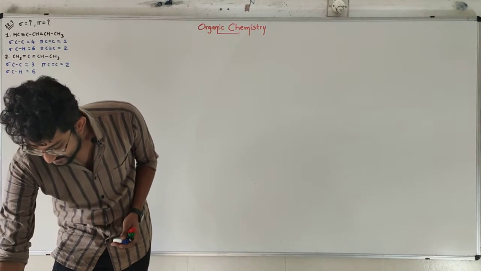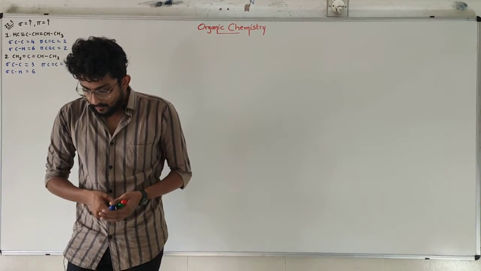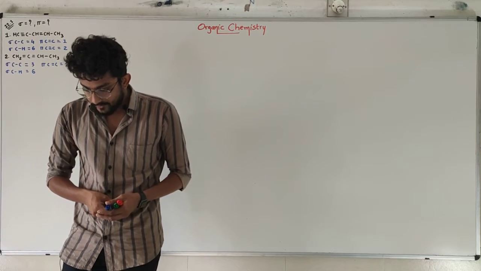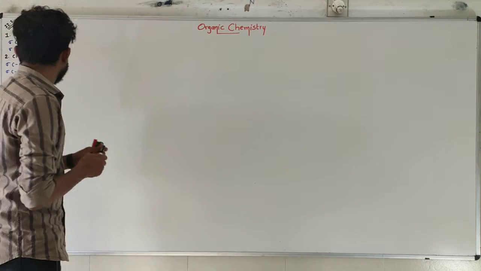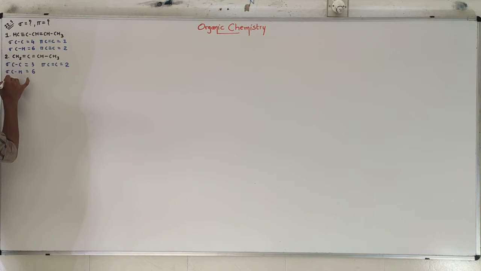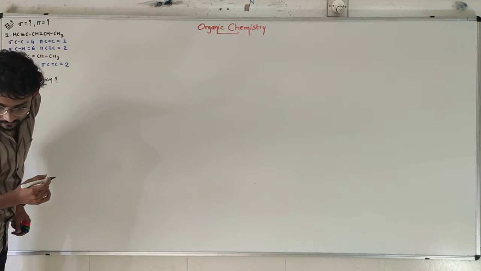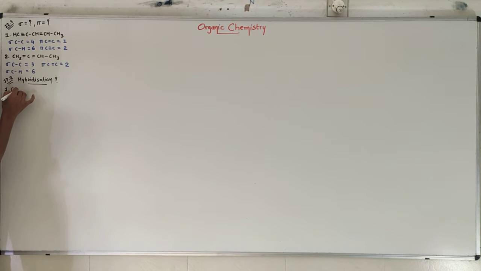After that, our second problem, 12.2: what is the type of hybridization of each carbon in the following compounds? What will be the hybridization of every carbon? Let's find it out. Our first compound is CH3Cl. There is only one carbon available, so the hybridization will be sp3.